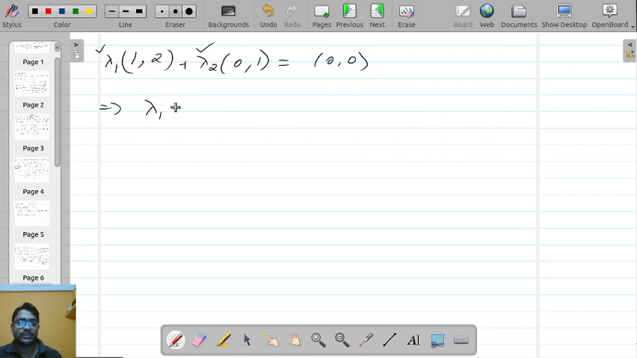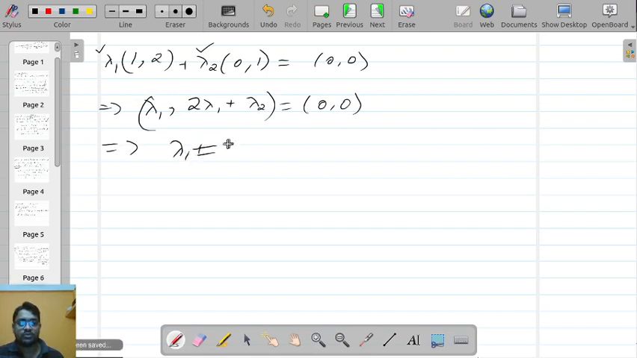So if I apply the properties of vector scalar multiplication, this will be (lambda 1, 2 lambda 1 plus lambda 2). This quantity has to be equal to (0, 0). So by equality of ordered pairs, lambda 1 easily evaluates to 0.